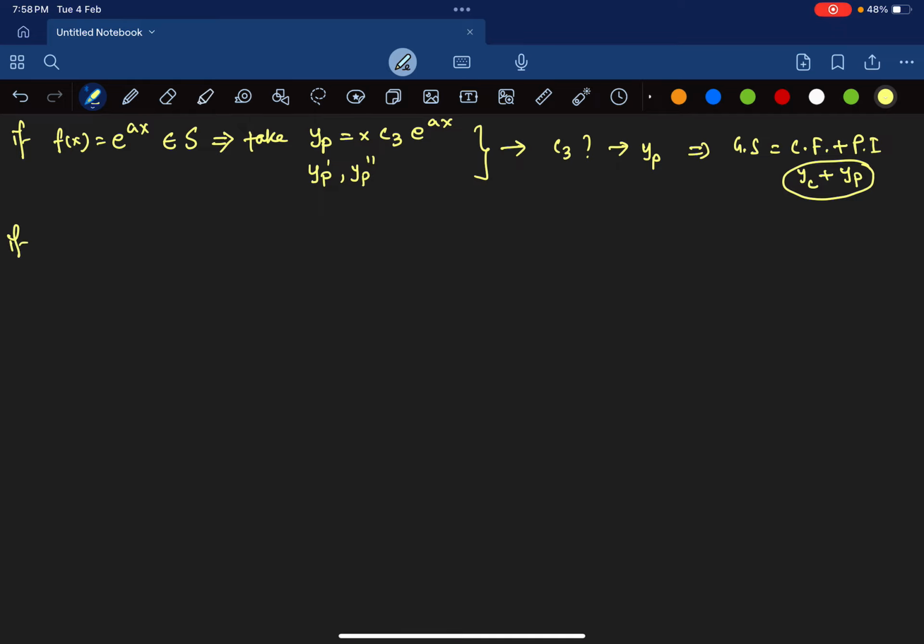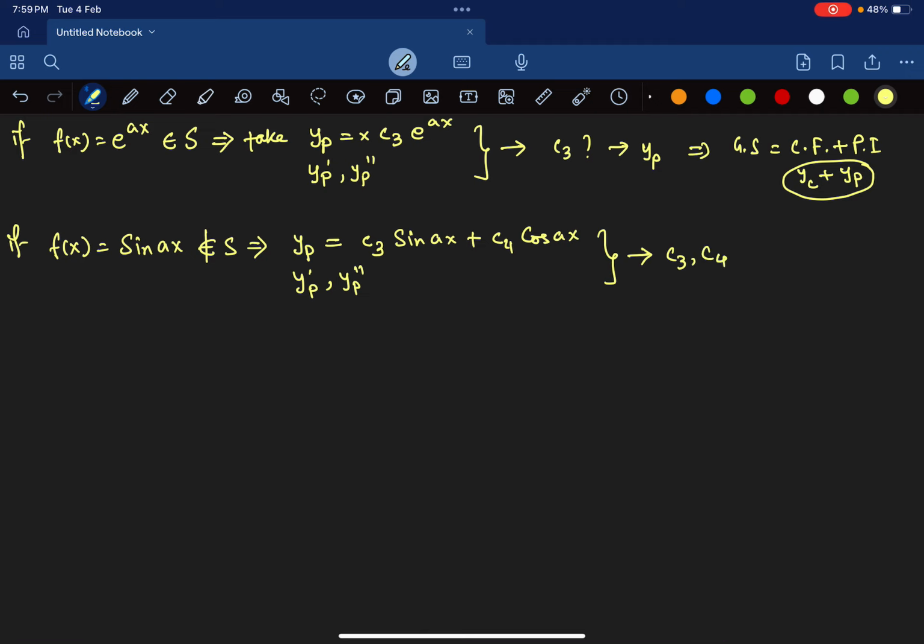Now write down next: suppose f(x) is equal to sin(ax) on the right-hand side, and suppose it does not belong to the solution set. In that case, yp is equal to c3 sin(ax) plus, since sine and cos come together, c4 cos(ax). According to that, you find yp dash, yp double dash, and substitute in the main equation. Find out these values for c3 and c4.